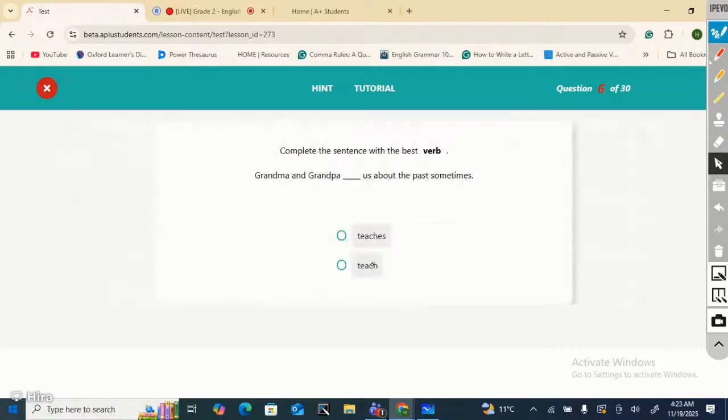Grandma and grandpa blank about the past sometimes. Complete the sentence with the best verb. Now, if you don't know the verb, if you have to find the verb, look at the subject. Grandma and grandpa. Two persons means plural subject. If the subject is plural, use a plural verb. Which one is plural verb? Teaches or teach?